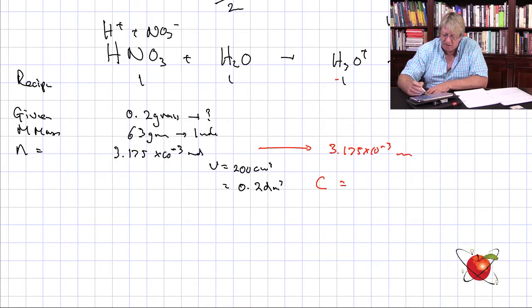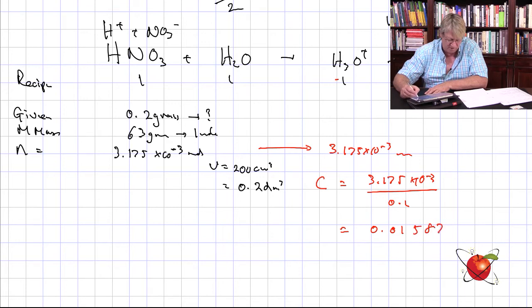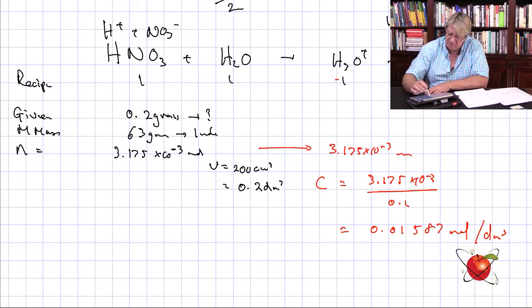Now I've got the concentration of that. Remember, we're looking for the concentration for our formula. So the concentration of this is 3.175 times 10 to the minus 3 divided by 0.2, which is going to be equal to 0.01587 moles per cubic decimeter. Therefore, let's go back to the original.